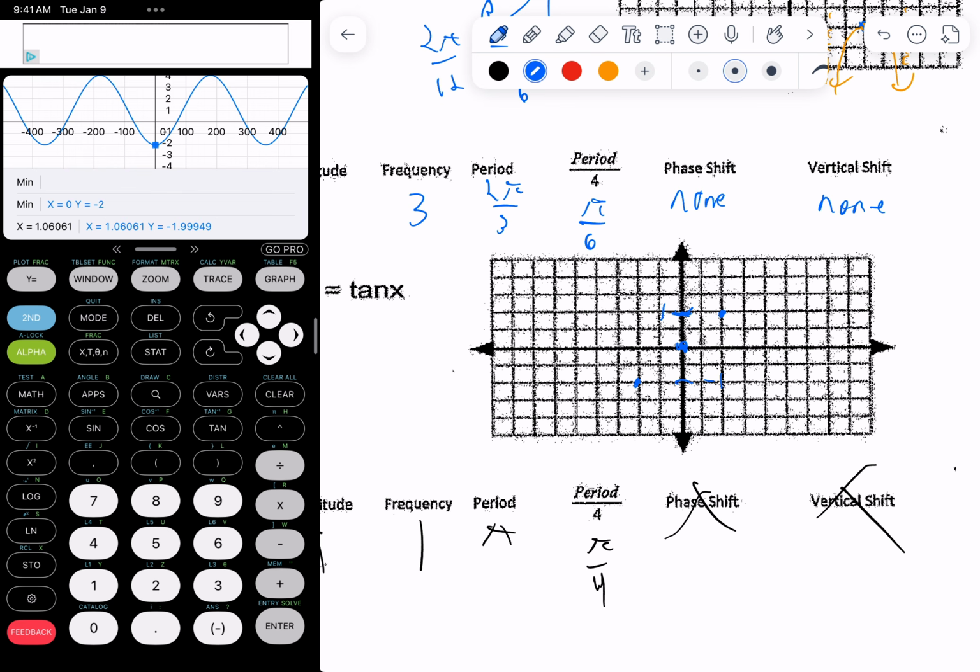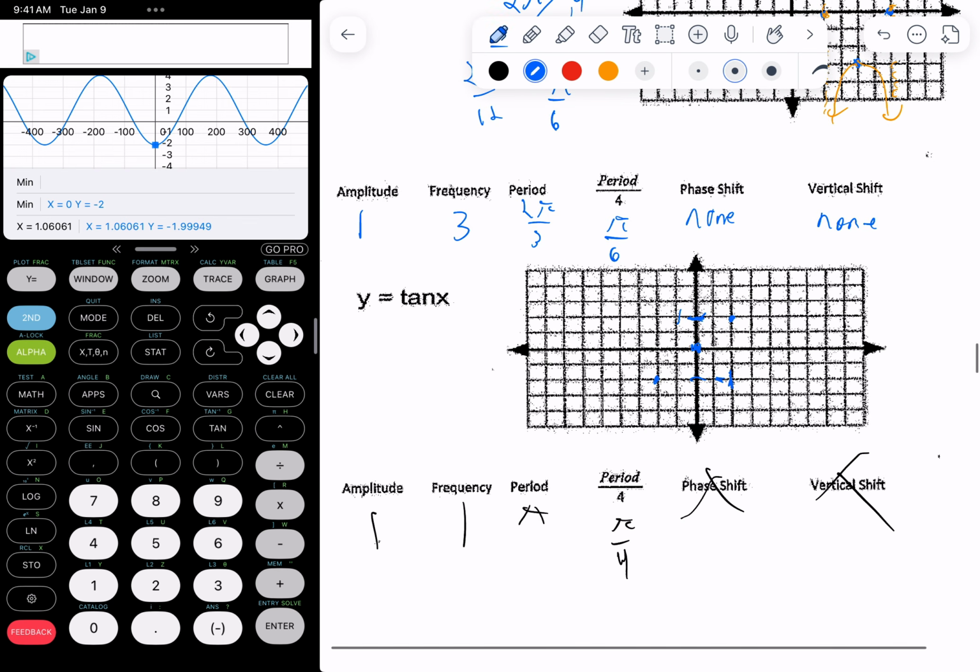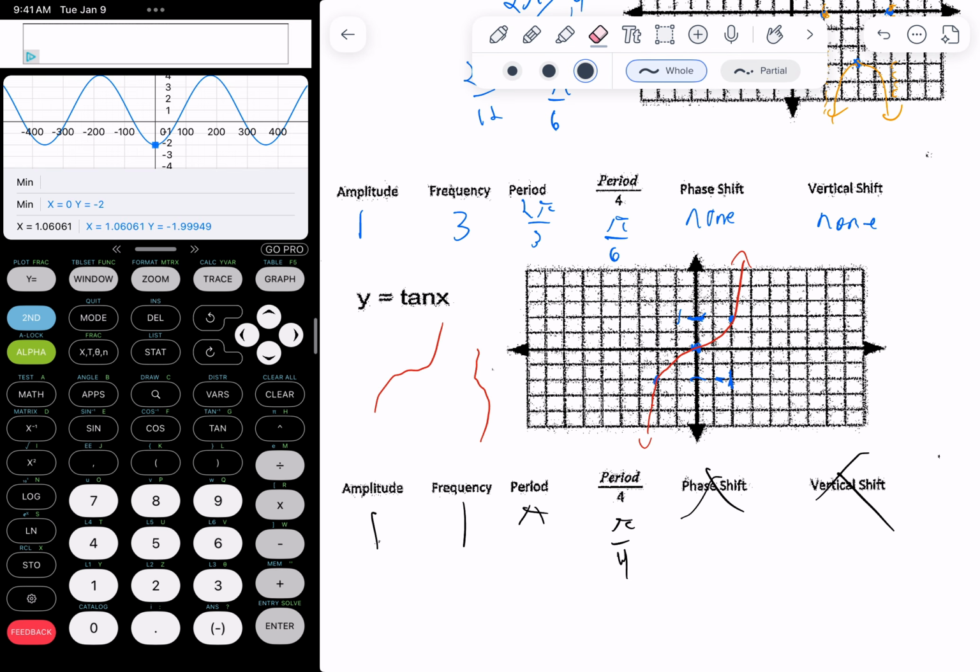Okay. Now, let's fill this in. The way that a tan is, it's like this. Where it's like that. And then cotangent is the opposite. It's like this.